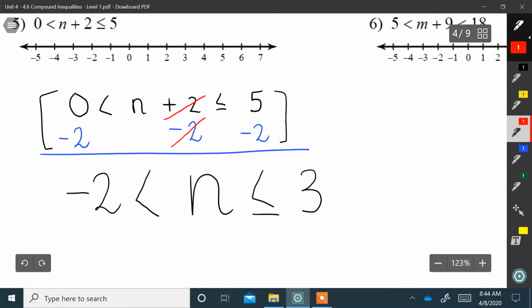All right, so we're going to go to -2. We're going to put an open circle. We're going to go to 3, and we're going to put a closed circle. And then, like I said, guys, for this one, we're going to graph in between. So from -2 to 3. And it's a number between -2 and 3.